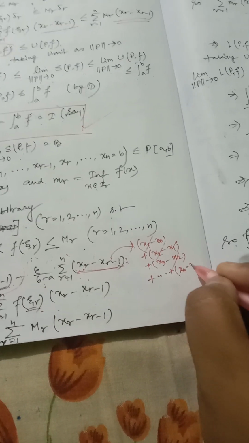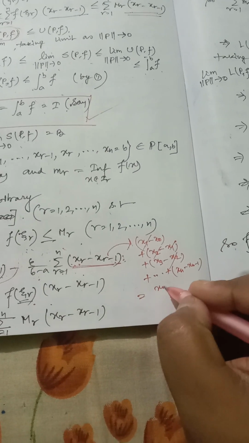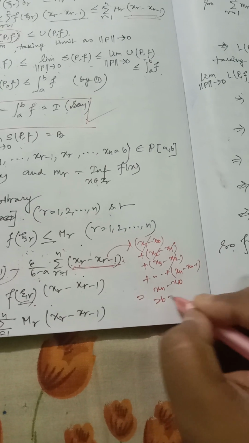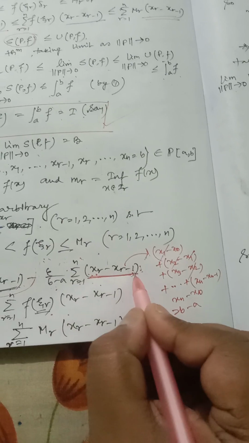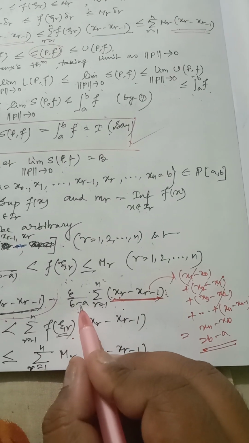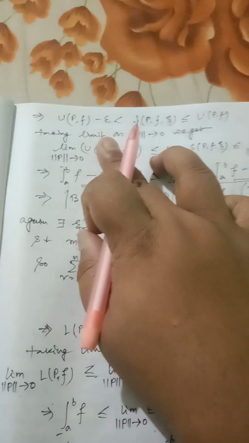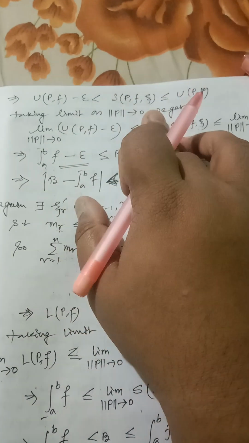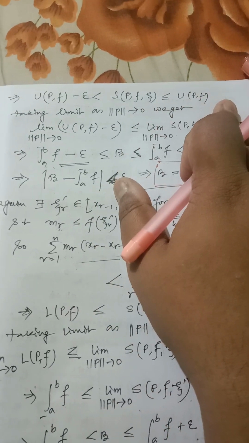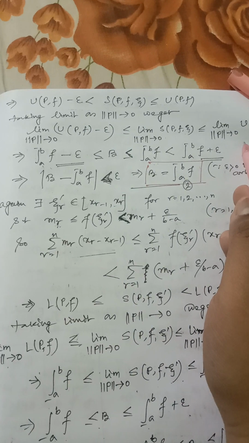So finally we can get xn minus 1. If you add all these quantities you will get xn minus x0, which is b minus a. So this part under summation gives you b minus a, which will be cancelled. So finally we have obtained this relation: UPF minus epsilon less than SPF xi less than or equal to UPF. Apply norm p tends to 0, then you will get this type of relation.